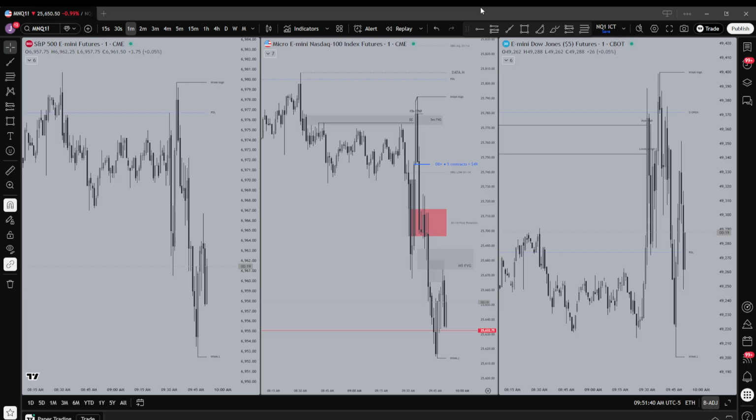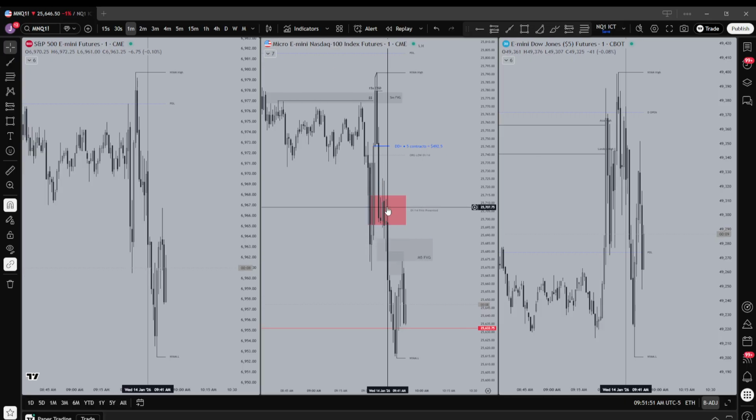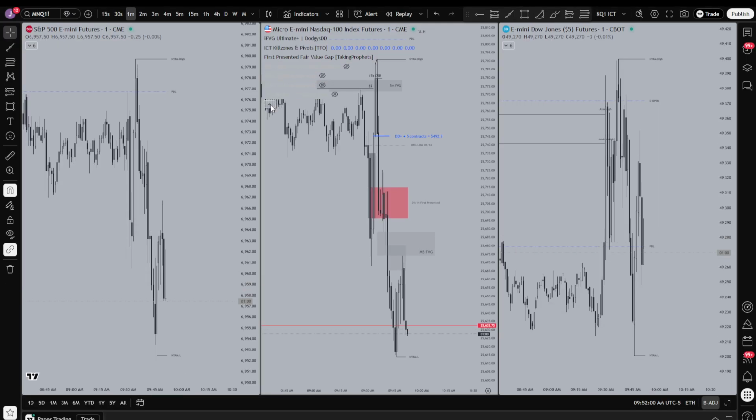What indicators do you have turned on so the FVGs are plotted? I have the IFVG, the dodgy one, and then just the first presented fair value gap one. All right.